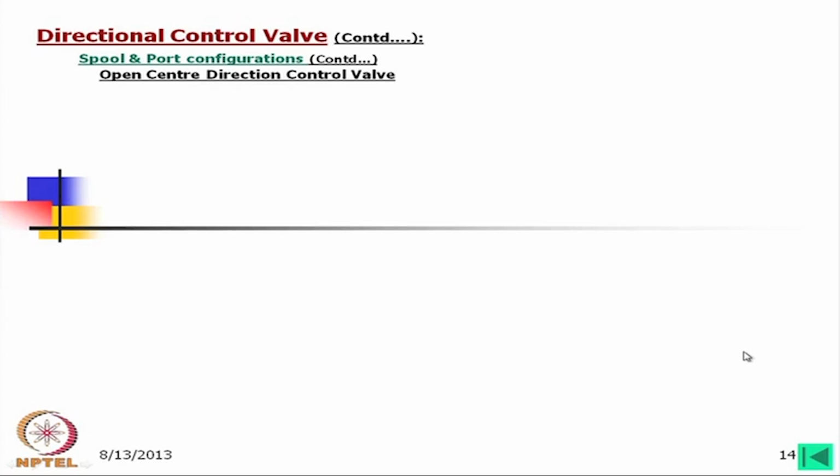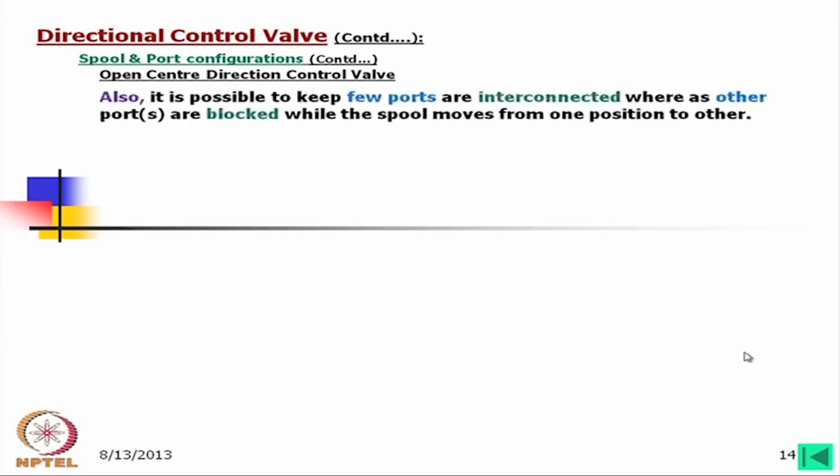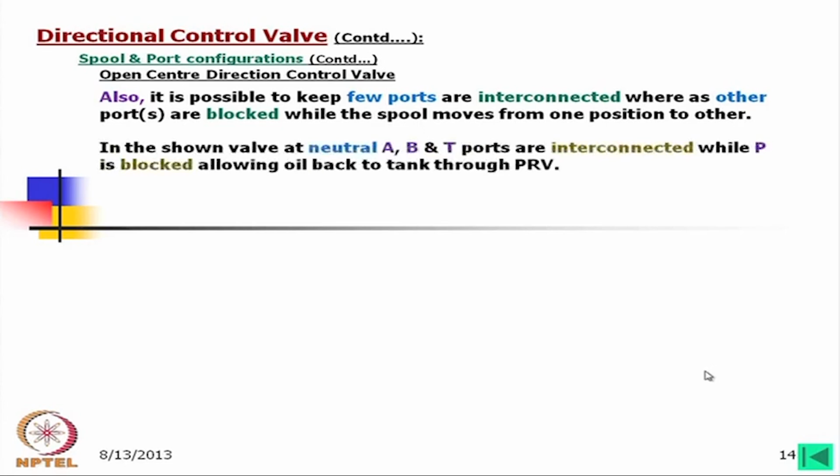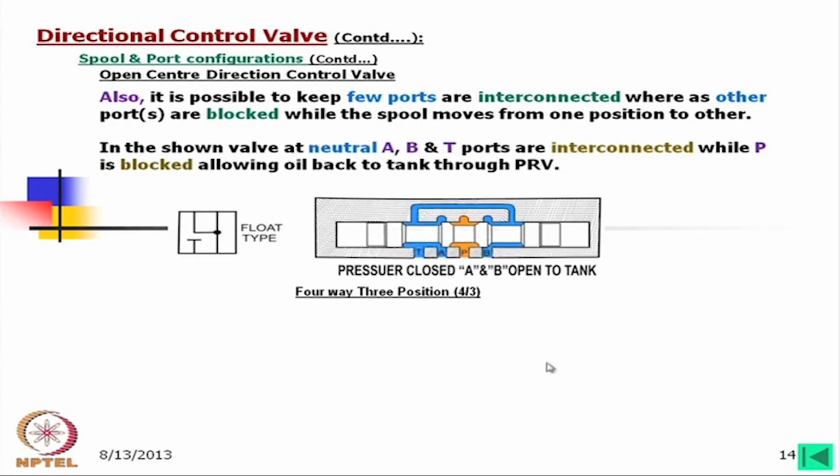Now, open center direction control valve. Also, it is possible to keep a few ports interconnected, whereas other ports are blocked while the spool moves from one position to another. This I have already discussed, but in this figure what is shown is how it is constructed. In the neutral position, the pressure port is completely isolated from A, B and T, whereas these ports are interconnected.